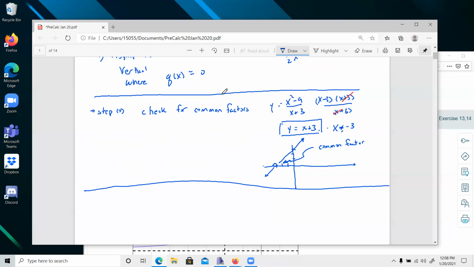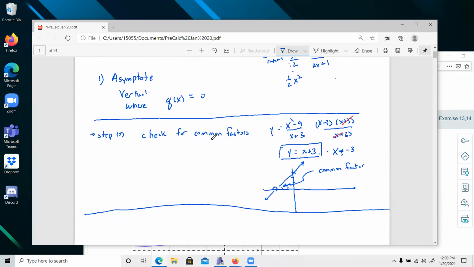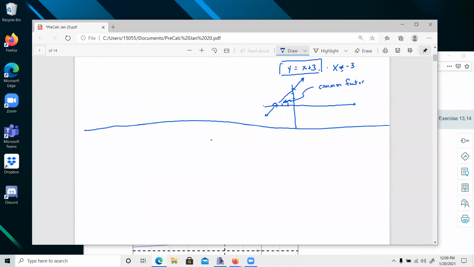All right. So once we've checked for common factors, the second thing we're going to do is check for vertical asymptotes. And you may or may not have one. Do you always have a vertical asymptote? No, not always. Right?